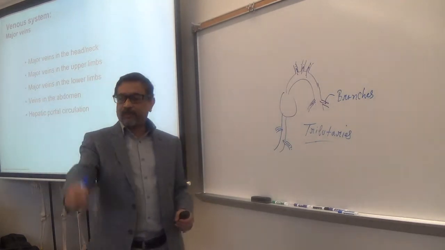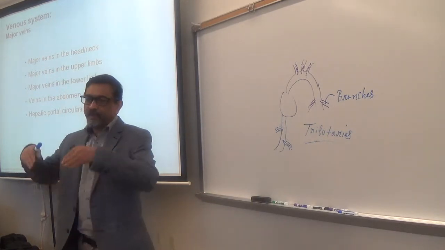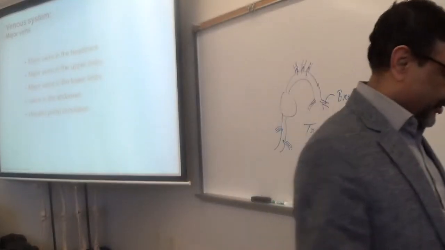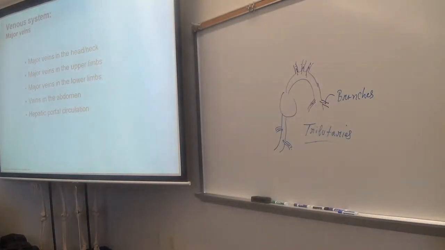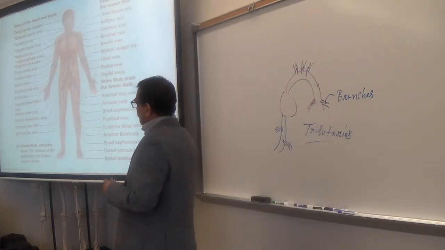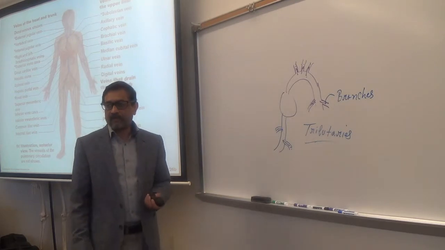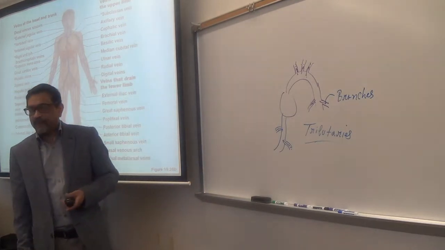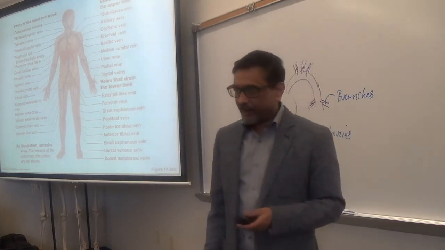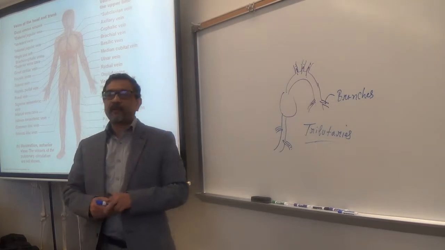And the two largest veins are what? Superior and inferior vena cava. They give deoxygenated blood to the right atrium of the heart, right? Just keep that in mind. The biggest veins are the superior and inferior vena cava, and they go directly to the right atrium of the heart, right? Deoxygenated blood.